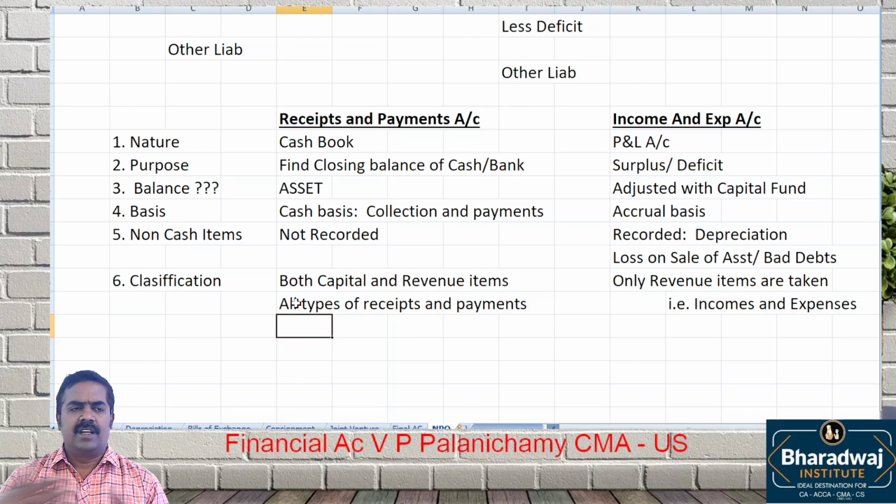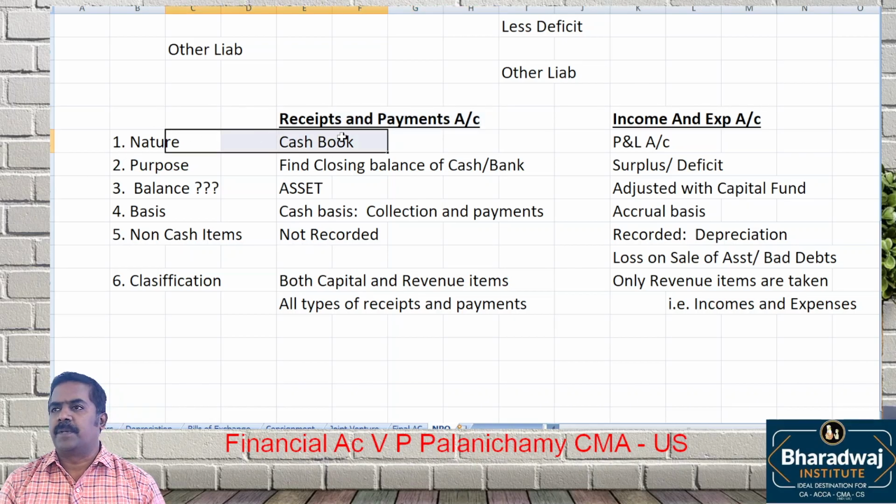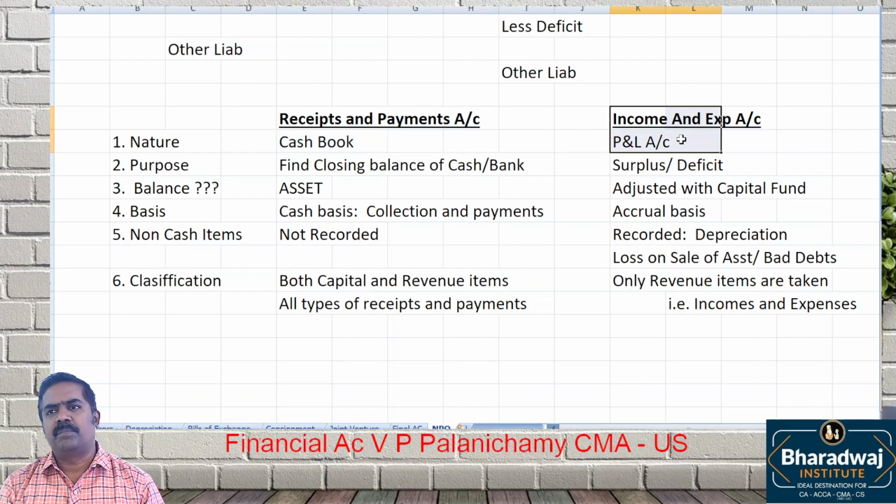It's very simple. When we do business and prepare it, that is called which one? Cash book. For a non-profit organization, it is called which one? Receipts and payments account. Clear? So it is like a cash book. Receipts and payments account is like a cash book. Income and expenditure account is like a P&L account.